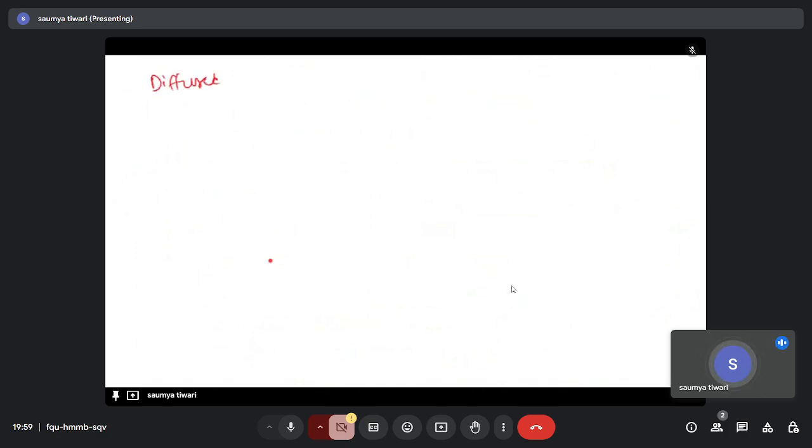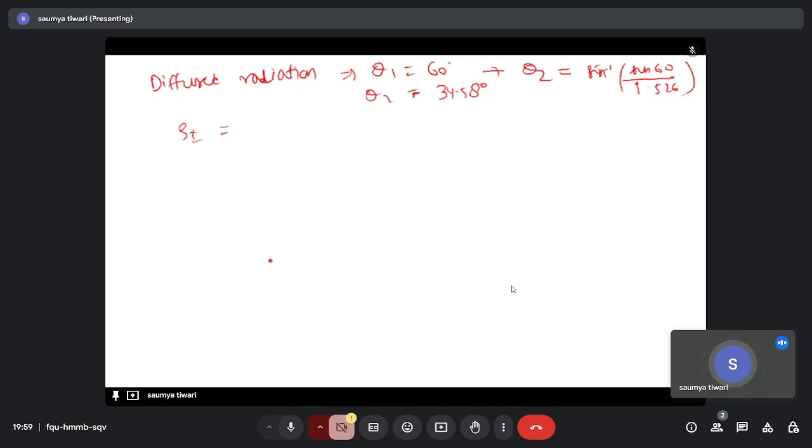So for diffuse radiation, theta 1 is taken to be 60 degrees. We can similarly calculate the theta 2 value by Snell's law. It will be sine inverse of sine 60 upon the refractive index 1.526, and this theta 2 value will be 34.58 degrees. Similarly we'll calculate all these rho 1, rho 2 values. I will just directly write these values because I have calculated them. The process is similar to what we have done for beam radiation.